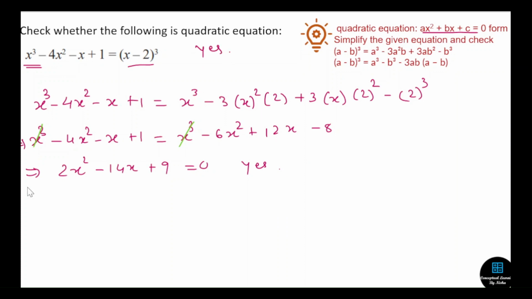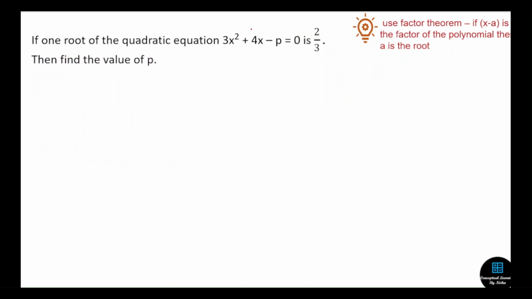Alright. Now here we have to check, here one root is given which is 2 upon 3 and we have to find the value of p. Now we know that if 2 upon 3 is the root, then it will satisfy the quadratic equation, right? So you can use a factor theorem, right? So we already know that.